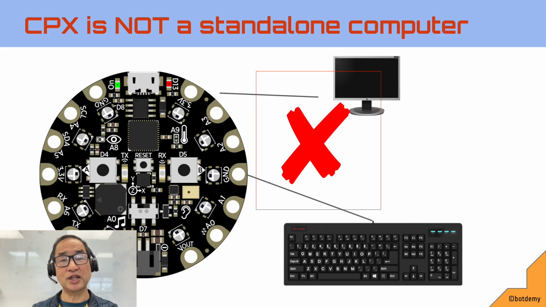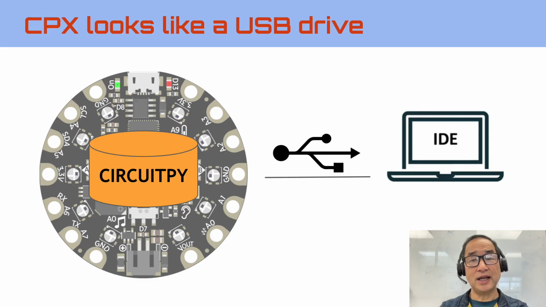As you know, Circuit Playground is not a computer. You cannot connect a monitor and a keyboard and write code directly on that device. But as you have learned from the last lesson, when you connect your Circuit Playground Express to your computer, it shows up as a USB drive called CIRCUITPY. That means you need an app on your computer that can write to this USB drive.